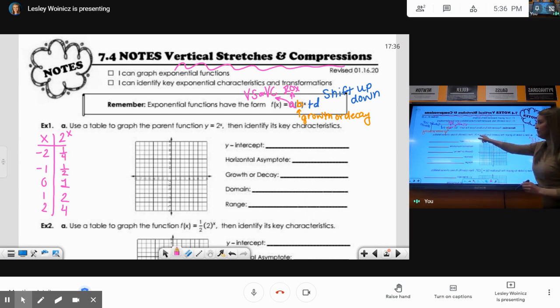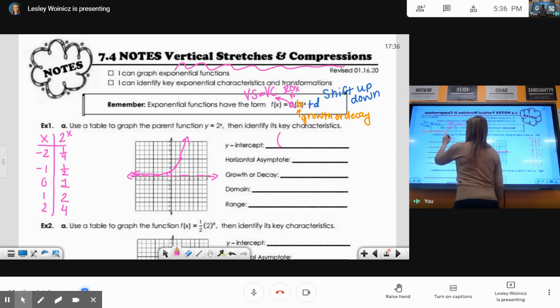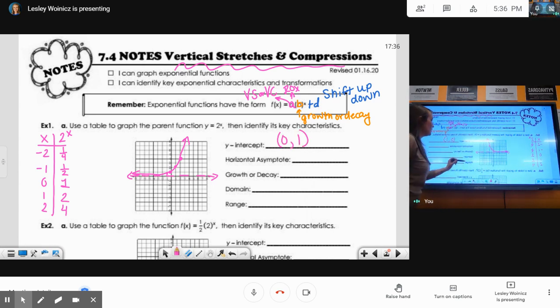I have not shifted this. It has a plus 0 for the d. So my horizontal asymptote has not shifted. The horizontal asymptote is staying on the x-axis. So I've got 0, 1, 1, 2, 2, 4, negative 1, 1 half, negative 2, 1 fourth. So this is my beautiful parent that we've graphed a million times. The y-intercept you can see is 0, 1. The horizontal asymptote is the x-axis, which has the name y equals 0.